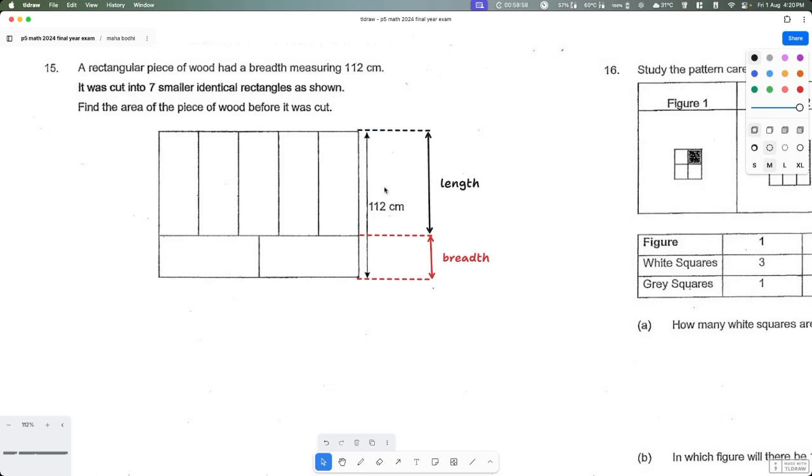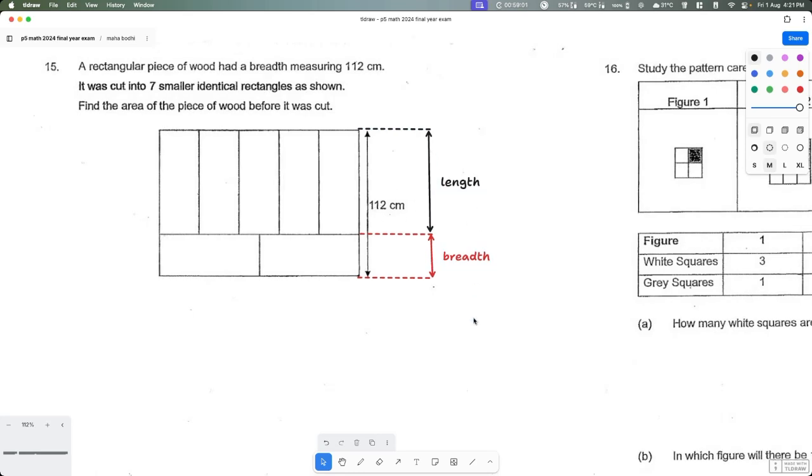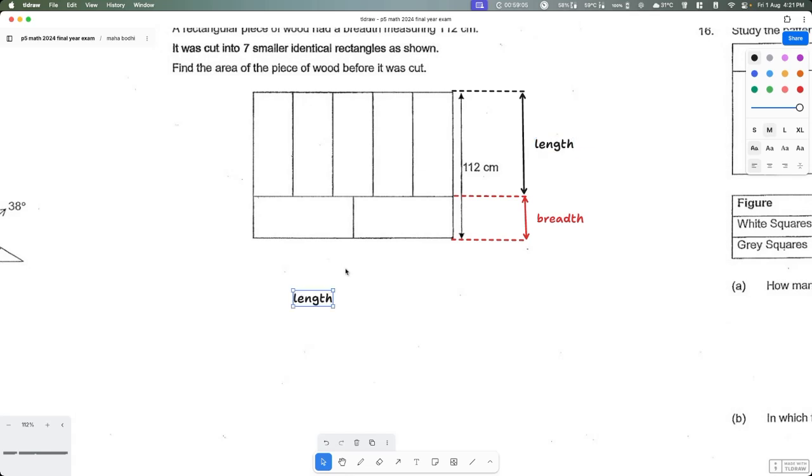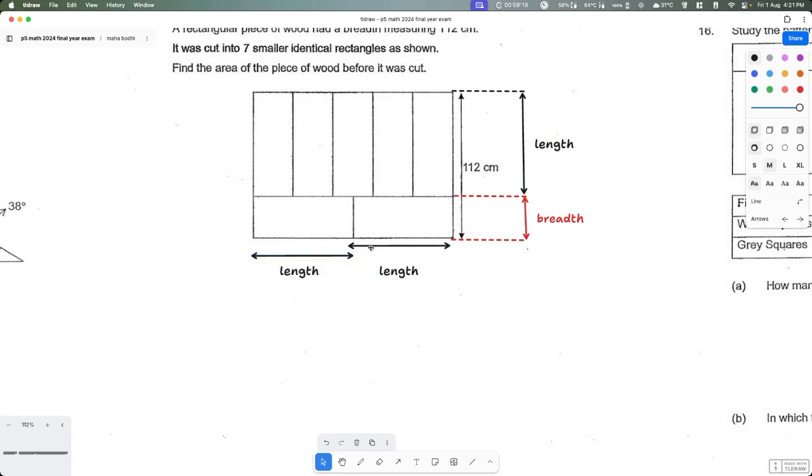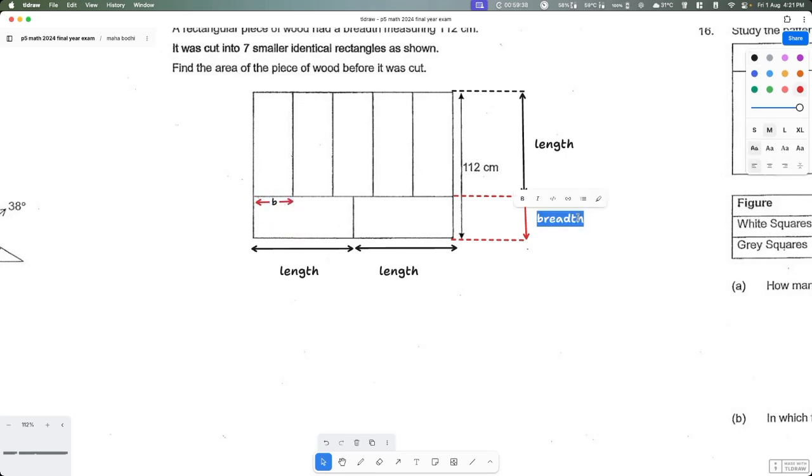So we know that 112 is equal to length plus breadth. That means this over here is two lengths, right? One over here, so this is one length, and we have another length over here. So this is two lengths, and then we also have breadth. This over here is breadth, so I'm going to put B. So breadth is B. I have 1, 2, 3, 4, 5. We have 5 breadths.